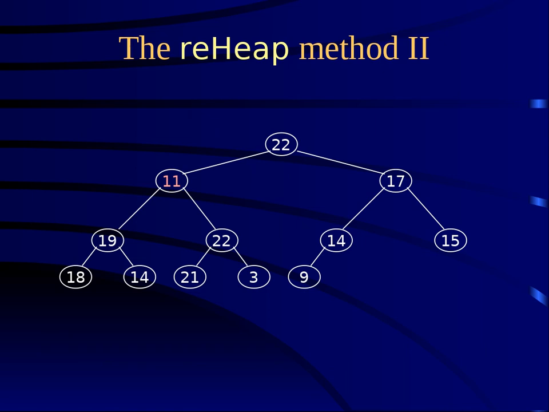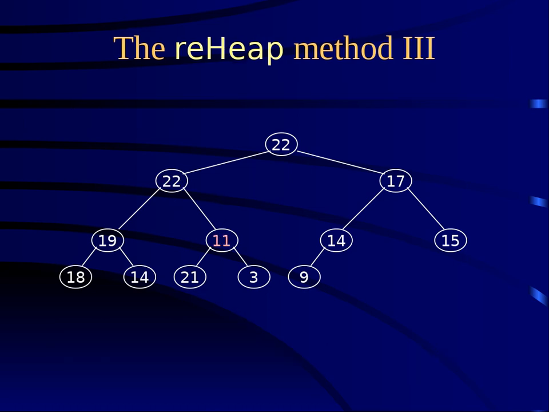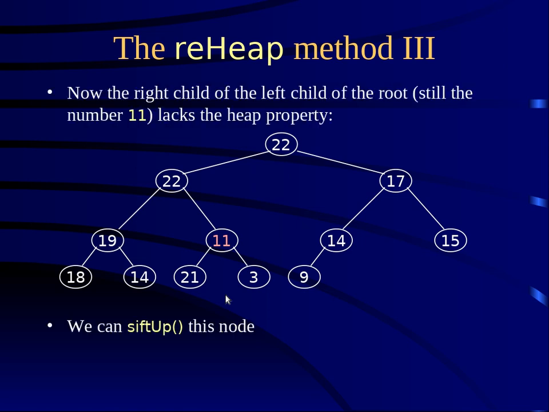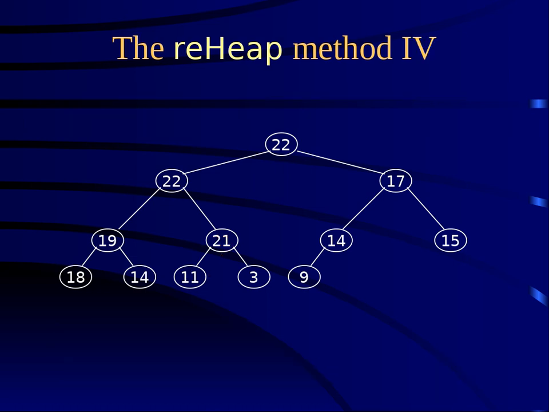All right, does the 11 have the heap property? No. So what are we going to swap it with? 22 again. Again, since you chose the largest of the two, you cut off this half of the binary tree. Now we're at the 11. Do we have the heap property? No, so we're going to swap it with the 21. So we sift it up. And why are we done? Because there are no more children. He's childless. Yep, that is why.